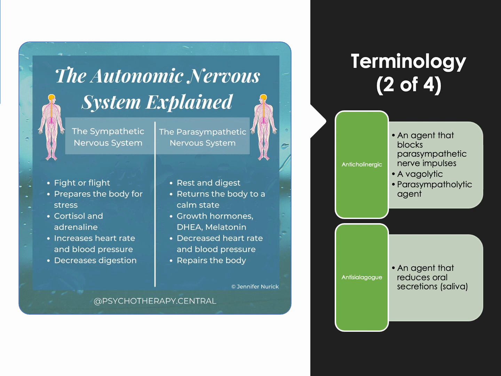The PNS, which is the parasympathetic nervous system, again, also helps us return to a calm state after the fight or flight response, which is the other part of the autonomic nervous system, and this is the sympathetic nervous system. The parasympathetic nervous system is also going to be responsible for regulating various hormones, decreasing heart rate, and repairing the body. So anticholinergic medications are going to block these parasympathetic nerve responses, okay?